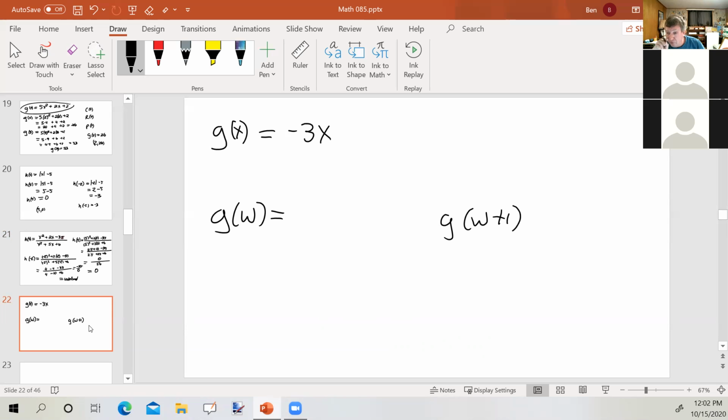Don't overthink this. For G of W, what's the input? W. So what are you going to do? Put W where the X is. So what would you get? -3 times W. Yep, that's it. Oh, all we did was replace X with W.